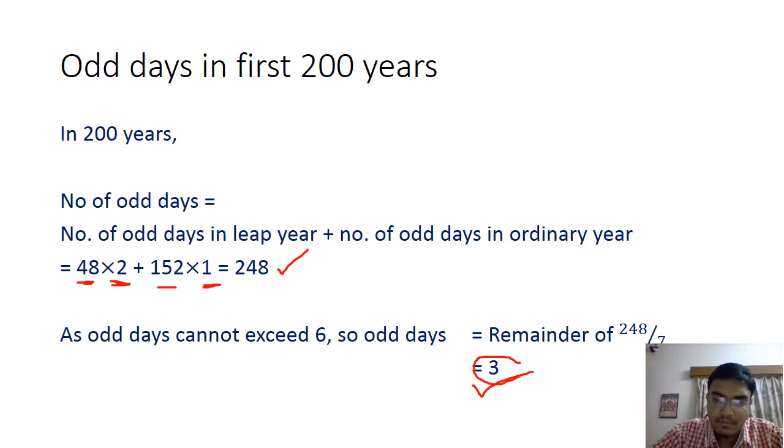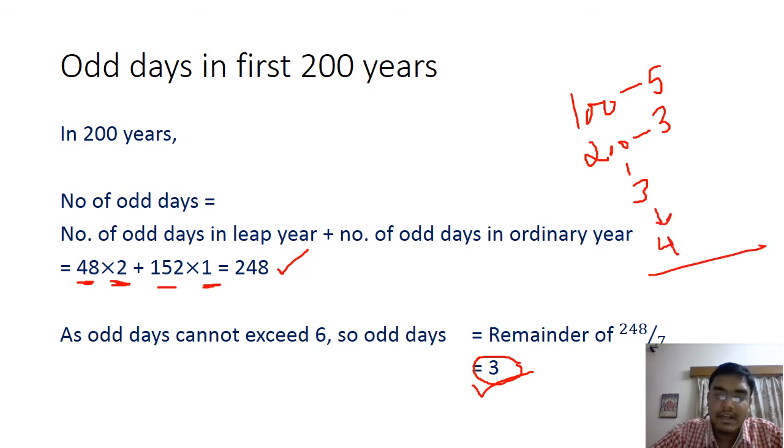So these you have to remember, right? That first 100 years, number of odd days that we got was 5. First 200 years, we got as 3. Then you will take out in first 300, then in first 400. And this cycle will repeat itself. That we'll see later on.